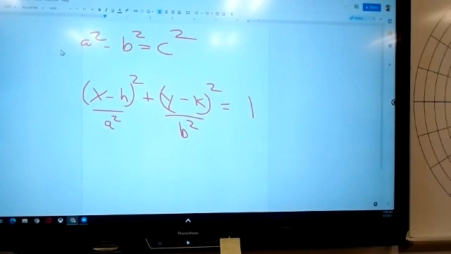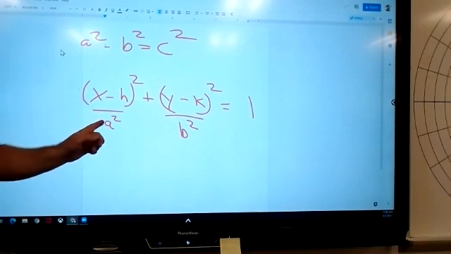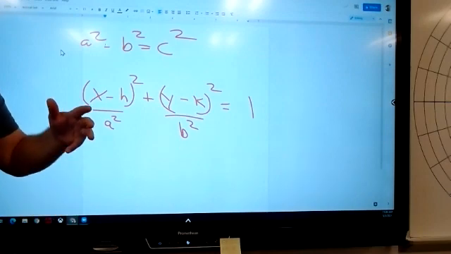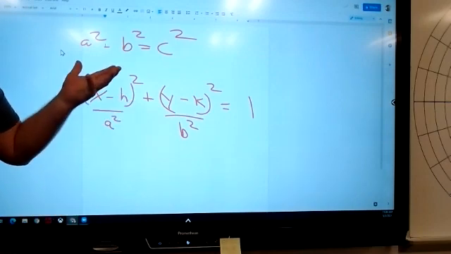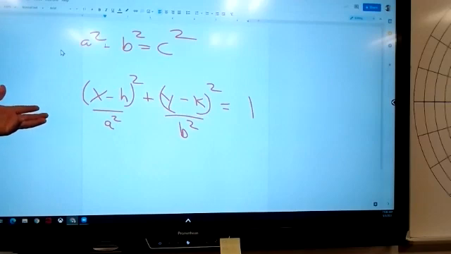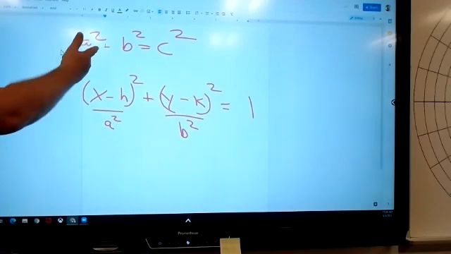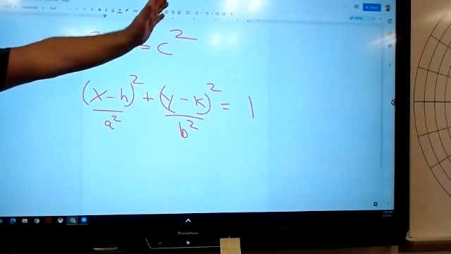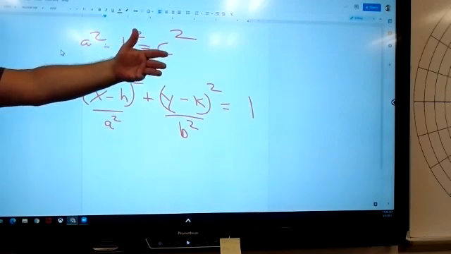Here's the only thing that makes a difference. Sometimes this is B, sometimes this is A. How do I know? A is bigger. That's it. So whichever one's bigger is A. Why would that make sense in this formula? A minus B. I want big minus, look.